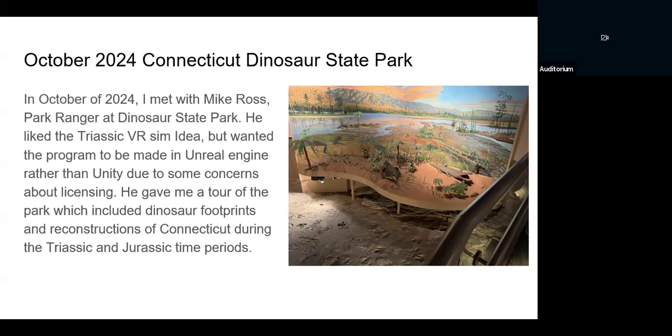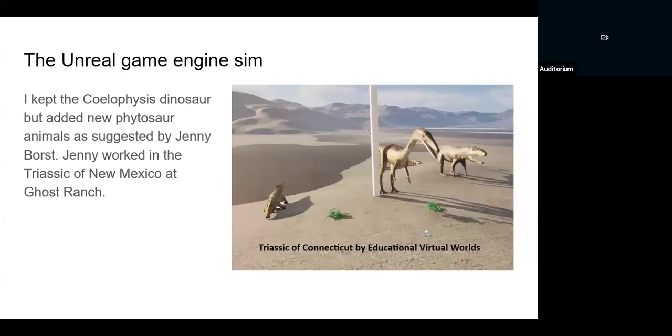He had dinosaur footprints, and he wanted a VR simulation of the dinosaurs running across the plain. I'm still working on that with some friends in Connecticut. But this is what I came up with. One of the things I found out was Unreal was really good at modeling the landscape and the environment. So I put together a simple reconstruction, and our own Jenny Borst got together with me on, I think it was Discord, and she took a look at it, and she said, here are the animals you need to put in your simulation.